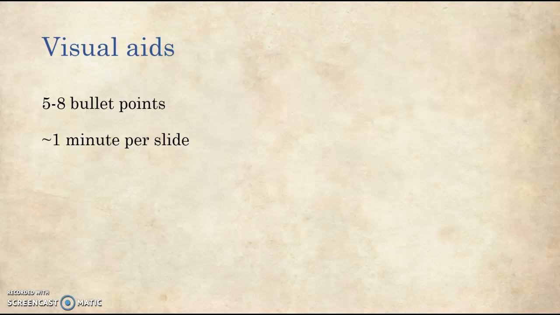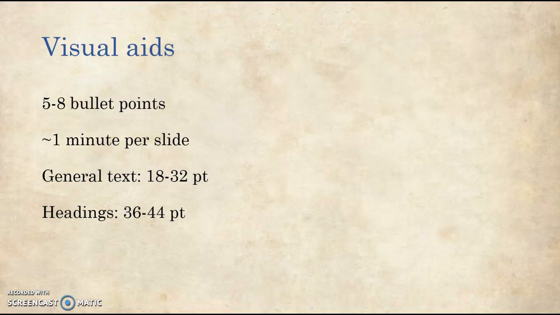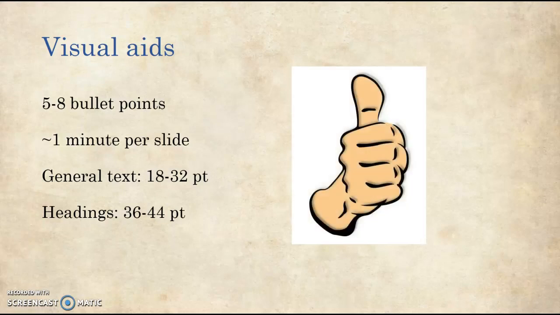In terms of font size, I would recommend somewhere between 18 and 32 points for general texts, and somewhere between 36 and 44 points for headings. If your texts are smaller than 18 points, then your audience will not be able to read what's on your slides. And if it's bigger than 44 points, then you probably don't have much information on your slides. Again, these are just rules of thumb. In certain situations, you might be told that you have to follow some different rules.